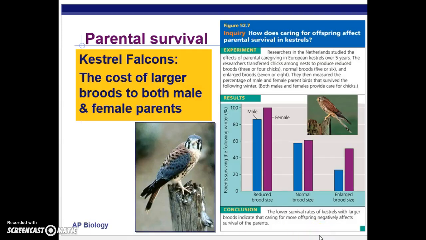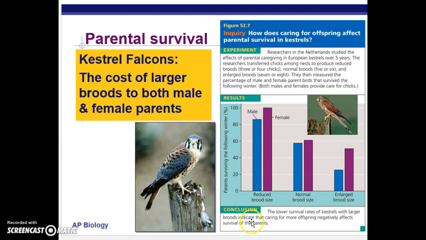So the reason we see that difference between males and females, and that it actually costs both of them, is because males are involved in the kestrel falcons in taking care of the offspring. So you can see here, this is a summary of that study, that the lower survival rate of the kestrels with larger broods showed that caring for more offspring negatively affects the survival of the parents.